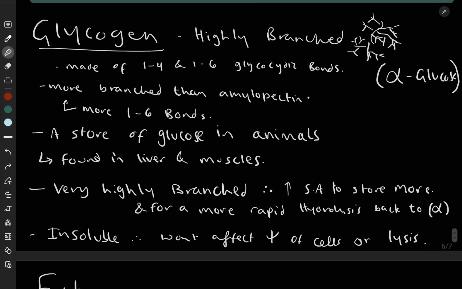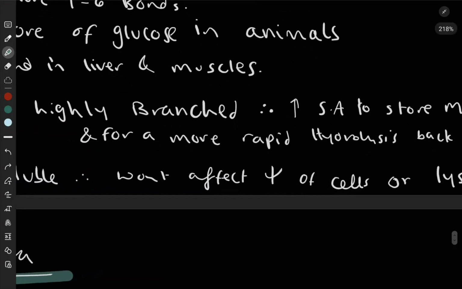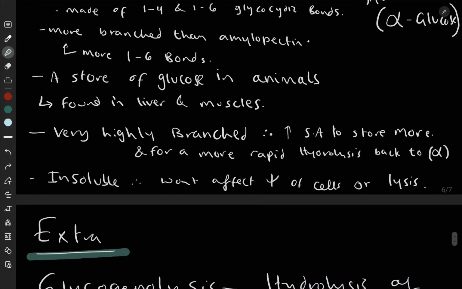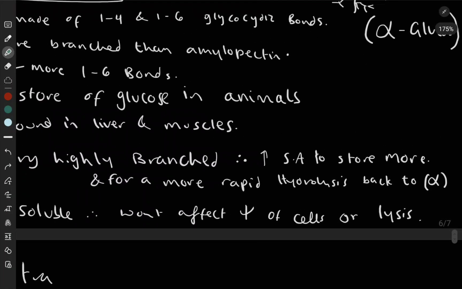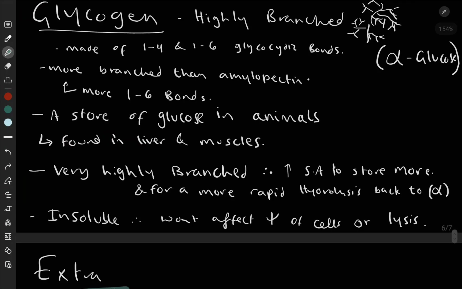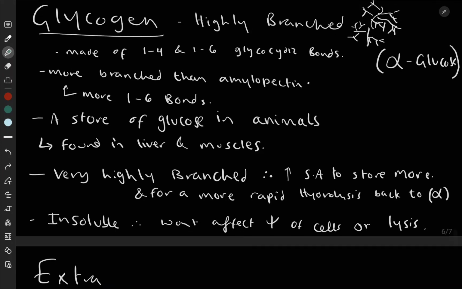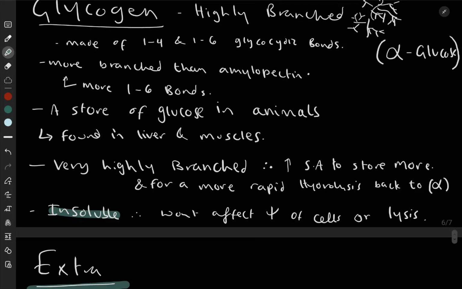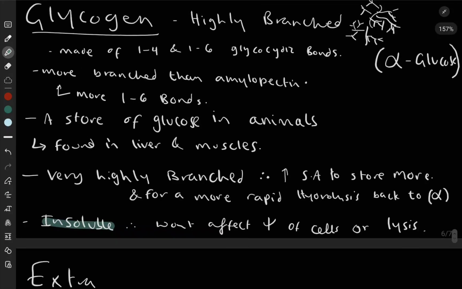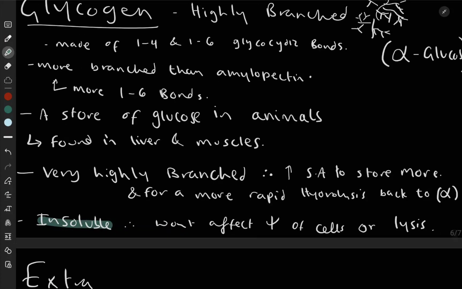So glycogen is found in the liver and muscles, and as I said before, it's very highly branched, therefore it has an increased surface area to store more glucose and for a more rapid hydrolysis back to alpha glucose. So you can imagine if there is a higher surface area, the rate of reaction will be increased and the formation of glucose will be quicker. And once again, like the other two polysaccharides, glycogen is insoluble. The fact that it is insoluble means that it won't affect the water potential of the cell and it won't cause osmotic lysis as I explained before.